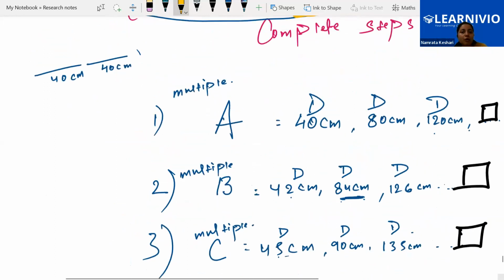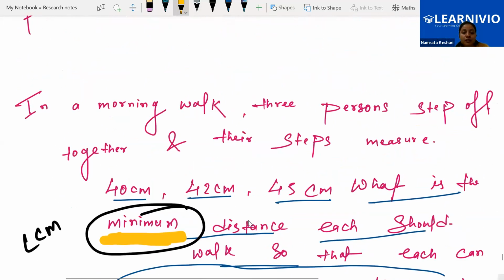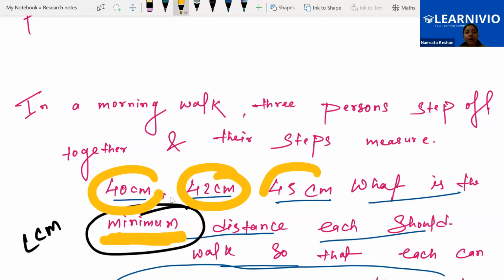So in this type of question, Arya, and to my every student, I would suggest that if this type of terminology, the underlined one, you can see in the question, you have to find the LCM only. Clear? LCM of what? LCM of these three numbers, 40, 42, and 45. That's it. Okay, next one.